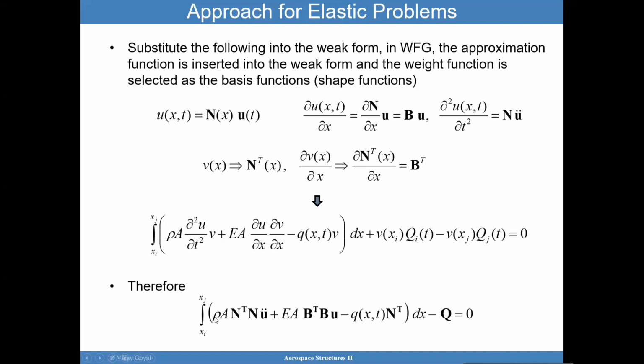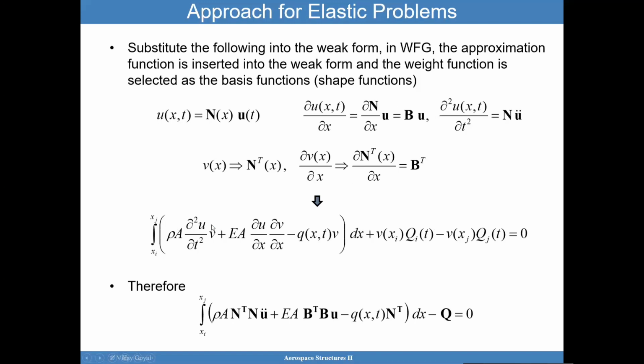I have rho A, the density times area, and the vector of shape functions transpose times the vector of shape functions u double dot, and you can see here plus EA, B bold transpose times B bold u, minus the loading applied, N bold transpose Q bold. And this can also vary as a function of time, the loading applied. So I'll then discretize this continuous system by substituting these discretizations I came up with.